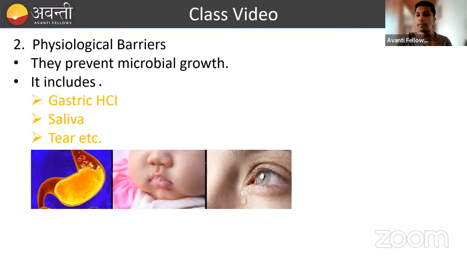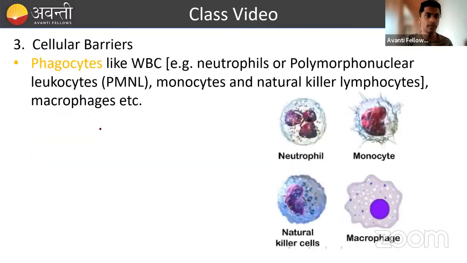This happens at the physiological level through cellular secretions such as gastric acid, or the secretion of HCl in your stomach. The saliva has lysozymic properties. The tears in your eyes. There are cellular secretions which prevent microbial infection. That is why we call them physiological barriers.